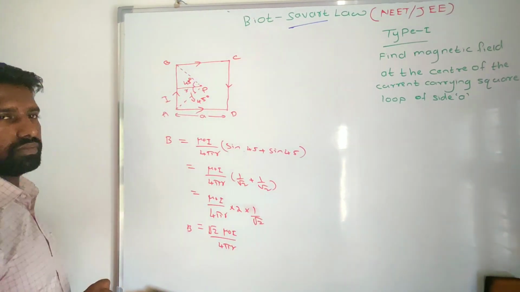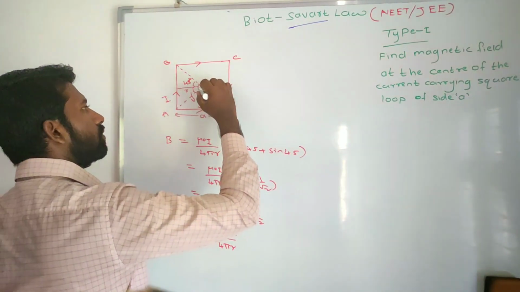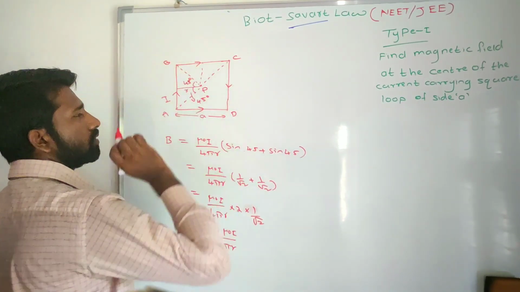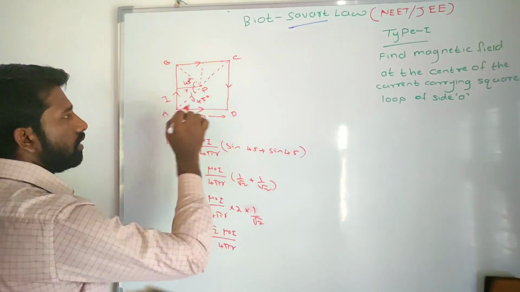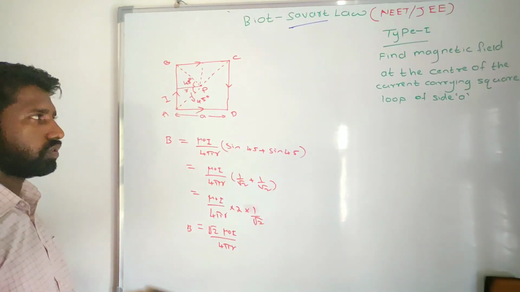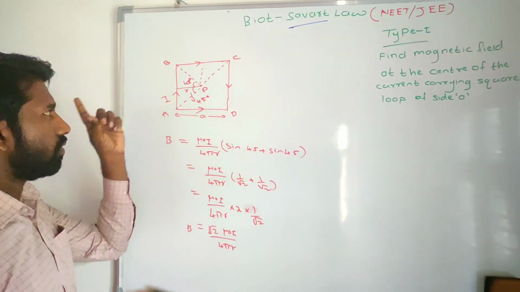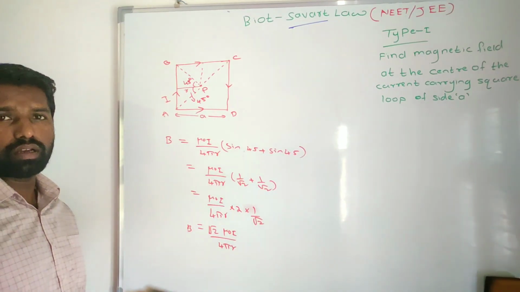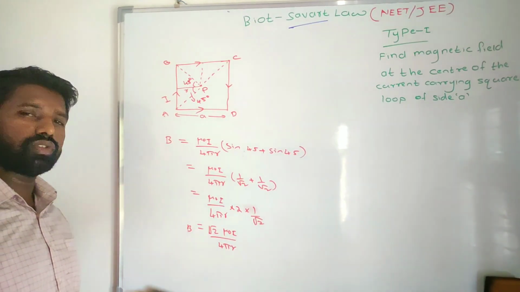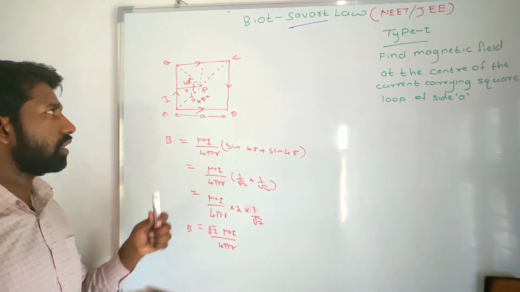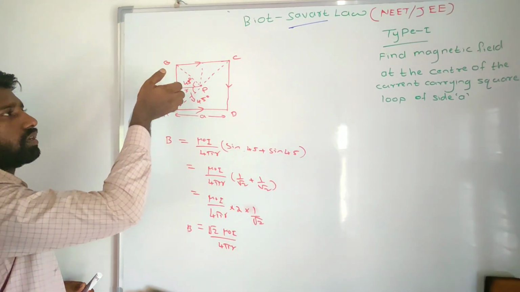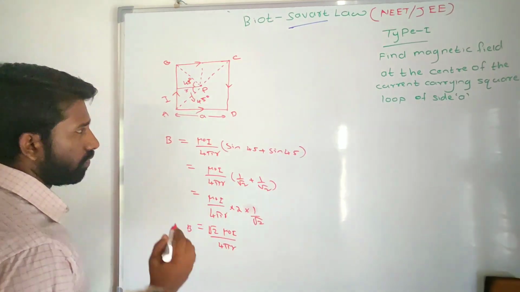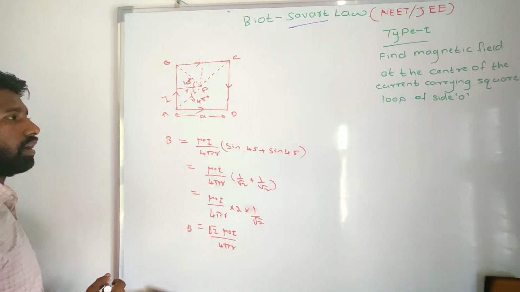What about BC? BC also makes the same angle. This is also 45, and the same for CD and AD also. So all the other three sections also produce the same magnitude. What about the direction? You can see the direction here also. Considering all the things, the direction is to be seen, so we can directly add them.